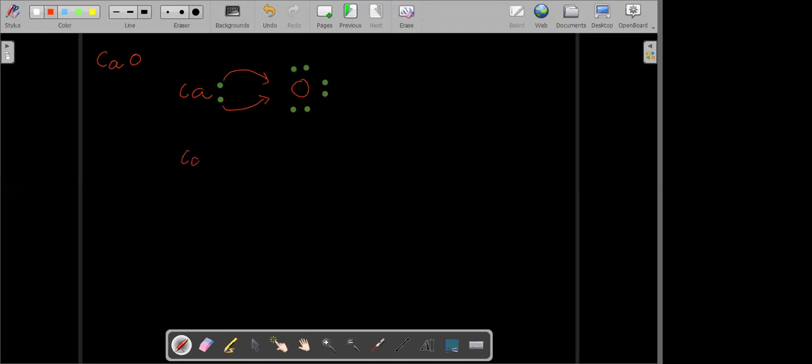So it's forming Ca2+ ion. Oxygen is forming O2- ion. So you can write them in square brackets. Ca2+ combining with O2-. So the 2 ions have been combined together to form calcium oxide. Try to form this one also, calcium chloride.